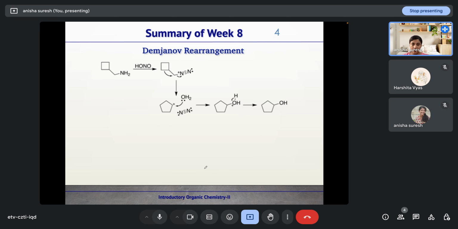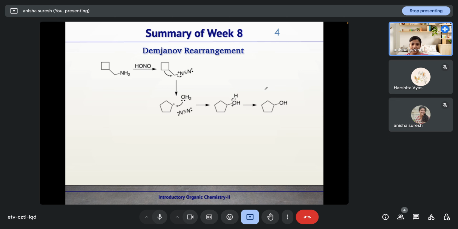Now coming to Demjanov rearrangement. If we have an amine, when we treat it with HONO, it will lead to formation of this N2 plus, that is the diazonium species. So here this is a better leaving group. What will happen? This bond can break and migrate to this position, and this N2 will be removed, leading to formation of this cyclic carbocation. Now the water can come and attack at this position, and upon deprotonation it will lead to formation of this alcohol. So here the amine is getting converted into an alcohol by ring expansion.